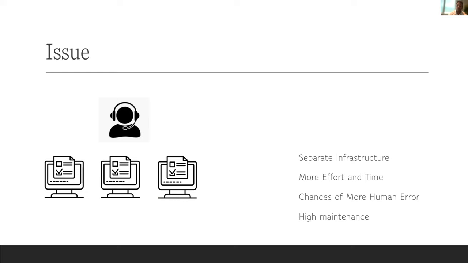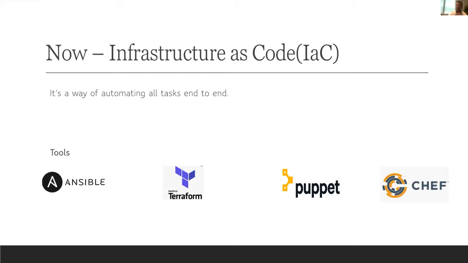So instead of doing everything manually, there are several tools in the market, like Ansible, Terraform, Puppet, and Chef. Using these tools, we can achieve infrastructure as code. Infrastructure as code is just a concept of automating all these tasks from end to end, from creating the infrastructure till managing the infrastructure, including the applications as well. Each tool has its own roles and responsibilities, so it's up to our convenience to use a single tool or multiple tools to achieve infrastructure as code.